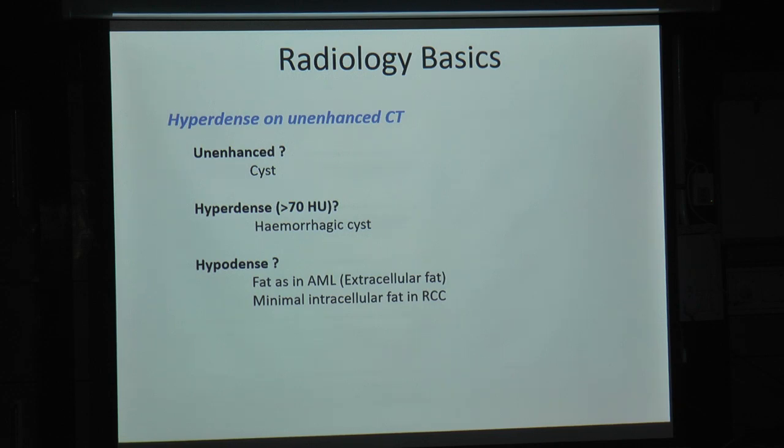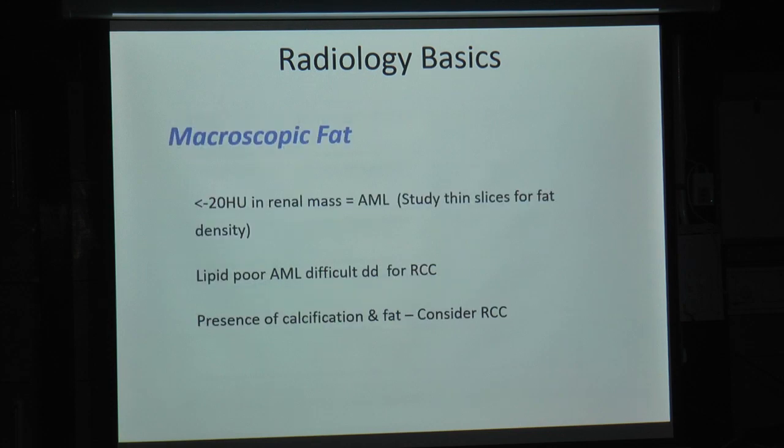And fat, as I say, AML, extracellular fat, mind you, extracellular fat in AML. You also have fat in RCC, which is intracellular fat. They're usually lipid poor. And there is also another variant, lipid poor variant of AML. So this you have to really understand. And if you have a hyperdense mass, by and large, they are AML, extracellular fat. Saying the same thing, macroscopic fat means angiomyolipoma. You have to take a thin slice to identify that, but you do also have lipid poor AML, and that is a differential for renal cell carcinoma.